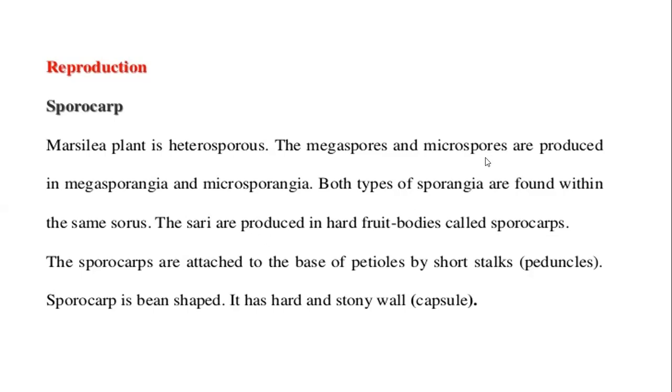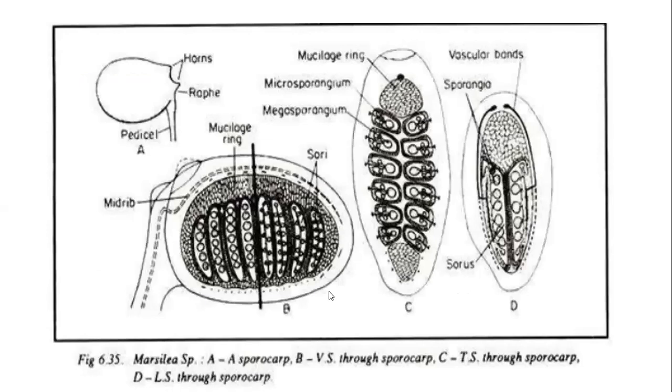Now, the spores which are smaller in size, we call them microspores, and they are developed in the sporangia called microsporangia. And the larger spores are the megaspores. They are produced in the megasporangia. These two types of sporangia are found within the same sori, within the same stalk in the hard fruiting body-like structure called the sporocarp. So I'll show you the structure here. This is the sporocarp structure, right?